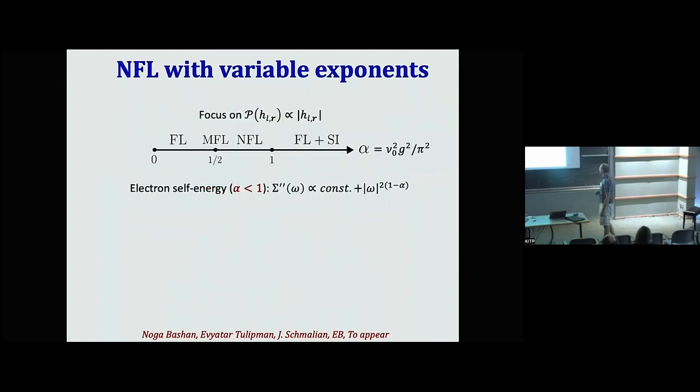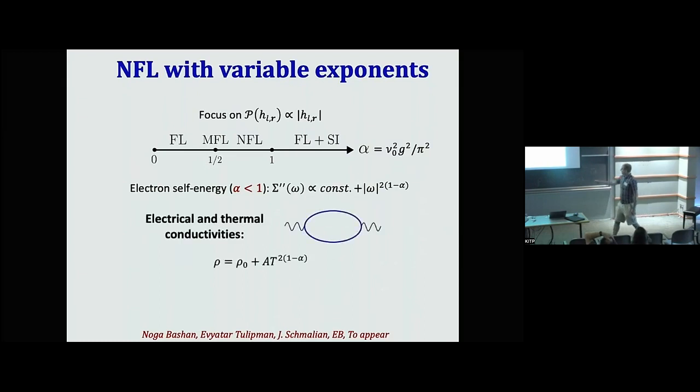It's very useful in this context because, as a function of this dimensionless interaction parameter alpha, it gives us precisely a tuning between a Fermi liquid regime, a marginal Fermi liquid at alpha equals half, and a non-Fermi liquid regime. If the coupling is too strong, the two-level systems simply freeze, and we get back to Fermi liquid behavior plus static impurities. The electronic self-energy at low energy, the imaginary part for alpha less than one, is a power law which changes continuously as a function of alpha. For alpha equals half, we get that sigma double prime is proportional to omega. That's marginal Fermi liquid behavior.